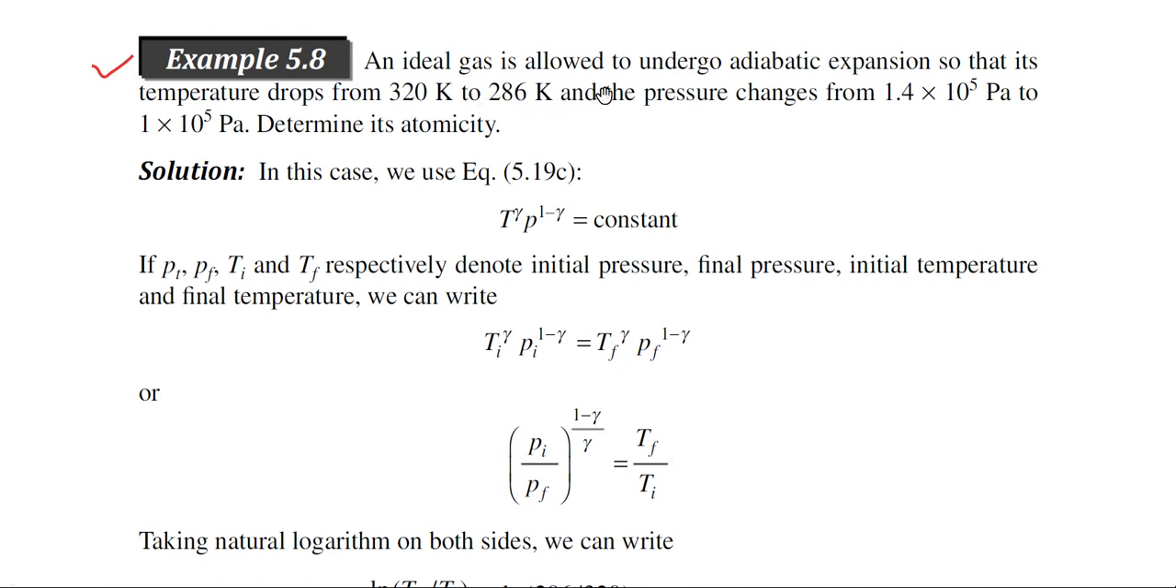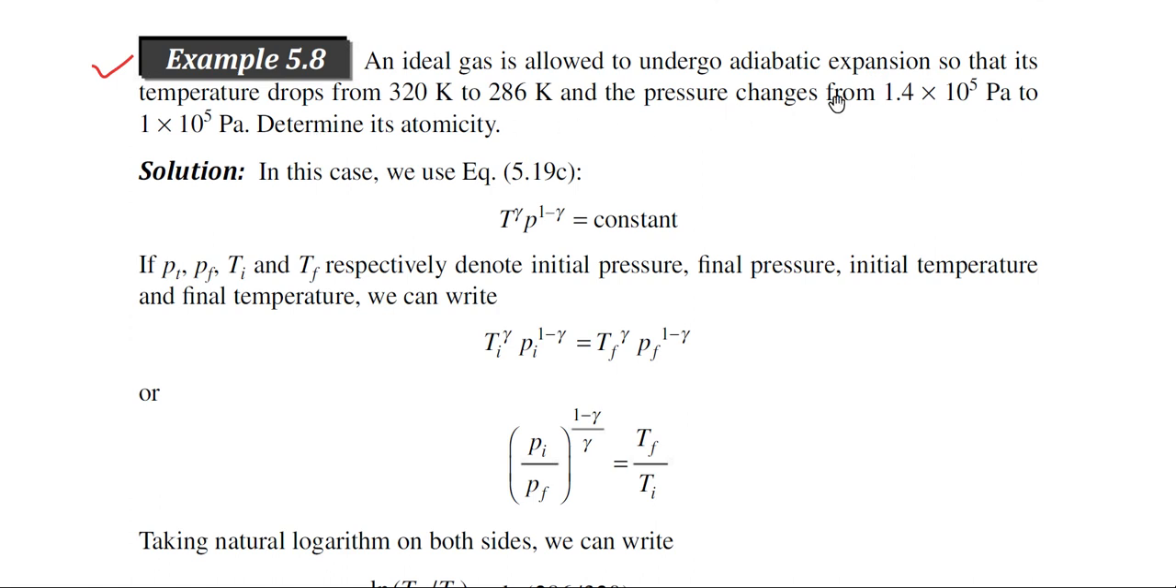An ideal gas is allowed to undergo adiabatic expansion so that its temperature drops from 320 Kelvin to 286 Kelvin, and the pressure changes from 1.4 × 10^5 Pascal to 1 × 10^5 Pascal. Determine its atomicity. Now, you see that this problem is about adiabatic expansion. The previous problem was adiabatic compression, but this particular problem is adiabatic expansion.